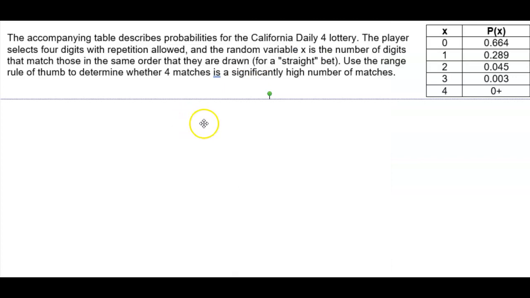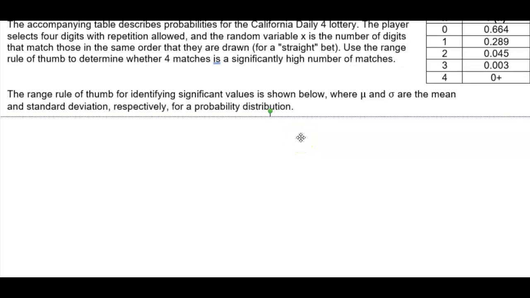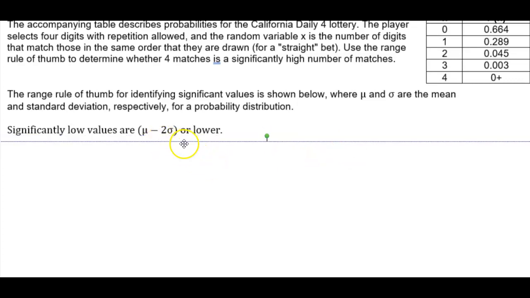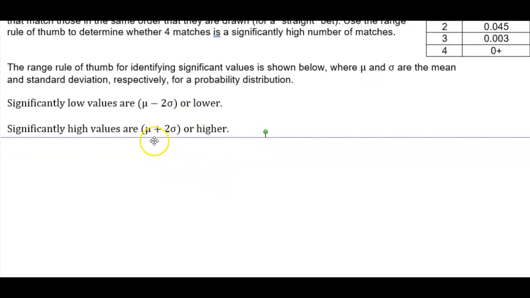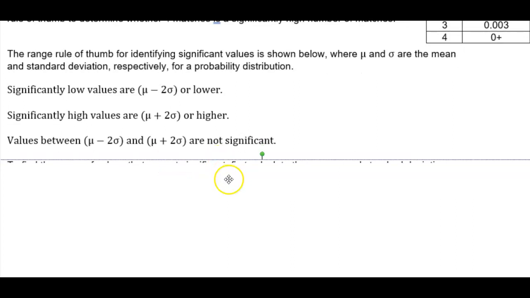probability distribution. Now, the range rule of thumb for identifying significant values is shown below, where you have the mean and the standard deviation, respectively, for the probability distribution. Significantly low values are when we have the mean minus 2 times the standard deviation or lower. Significantly high values are the mean plus 2 times the standard deviation or higher. And values in between are not significant.